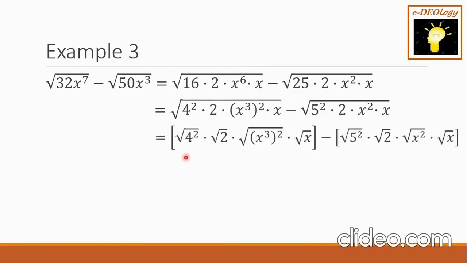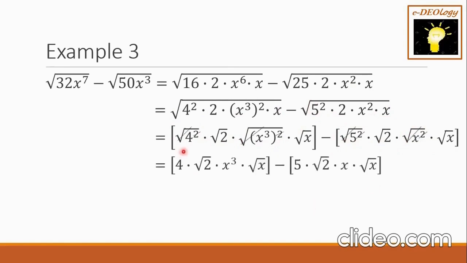The next line is we're going to distribute the radical sign to each of the factors inside the radical. In the first big radical, we have now this square root of 4 squared, and then times the square root of 2 times the square root of the square of this x cubed times the square root of x. For the second radical, we have the square root of 5 squared times the square root of 2 times the square root of x squared times the square root of x.